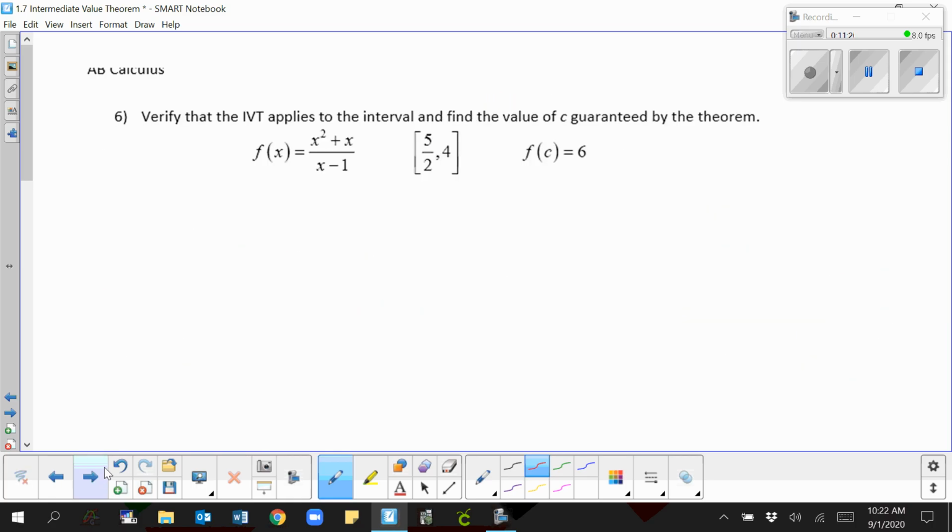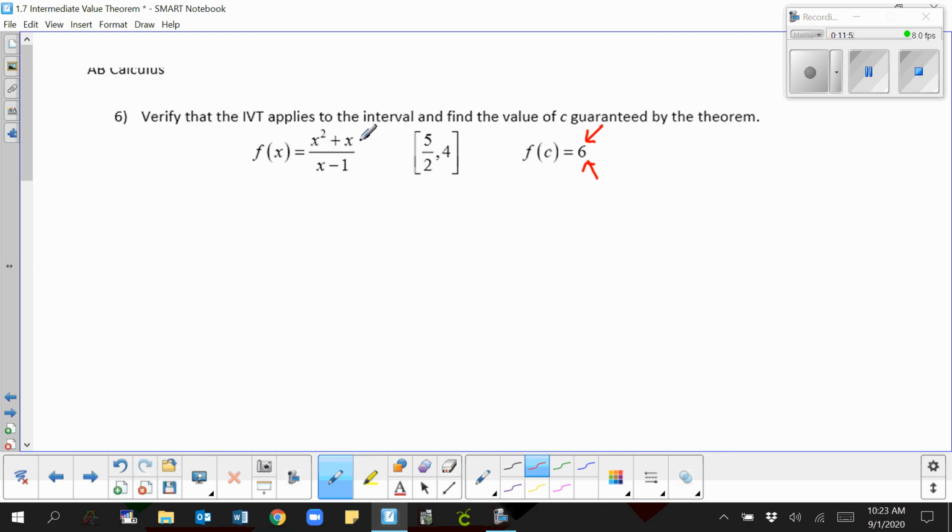All right, let's look at 6. So verify that the intermediate value theorem applies to the interval and find the value of c guaranteed by the theorem. So this time we're looking for 6 instead of 0. So we're going to follow the whole procedure that we did for the last two. We're going to do it all exactly the same, except this time, instead of it equaling 0, we're looking for where it equals 6.